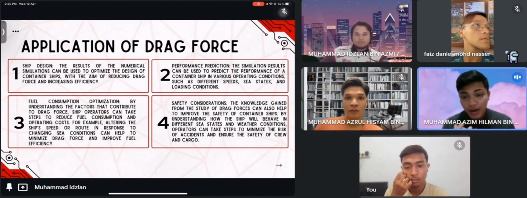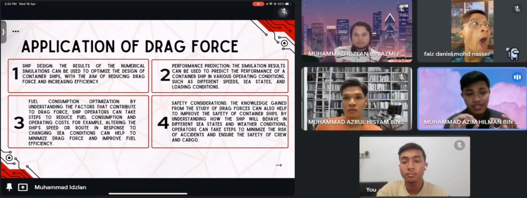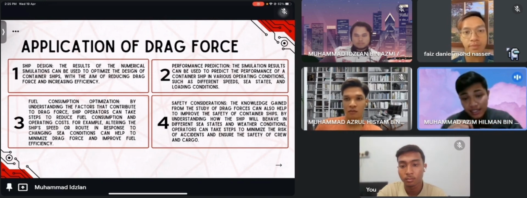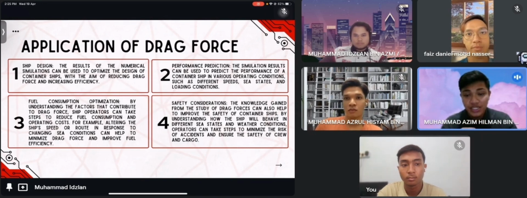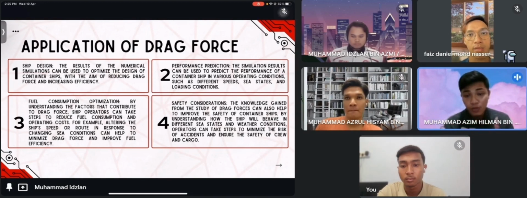They found that the drag force on the ship hull was influenced by a variety of factors, such as the shape of the hull, the presence of appendages like rudders and propellers, and the interaction between the ship and the surrounding water. One of the key findings of the study was that the shape of the ship hull had a significant impact on the drag force. Specifically, they found that the use of a bulbous bow and a stern bulb will reduce the drag force by up to 20% compared to a standard hull design.